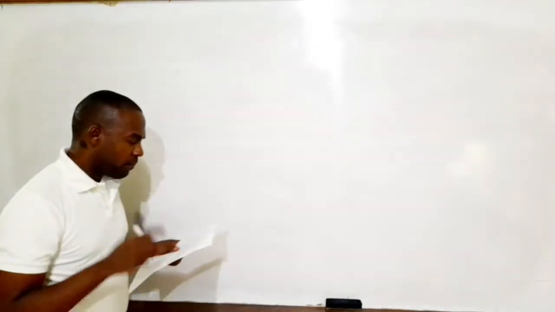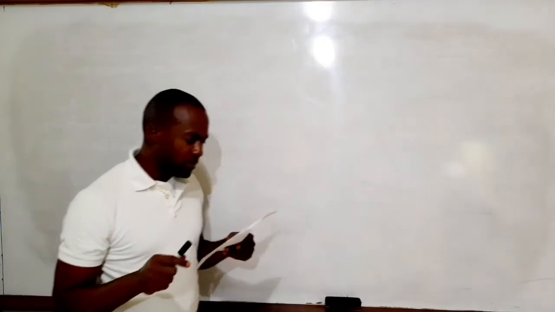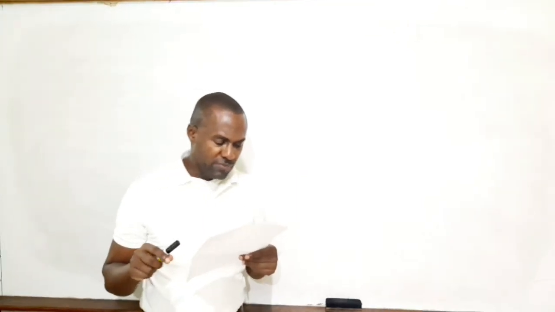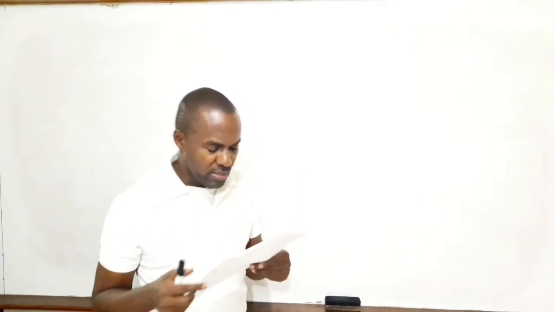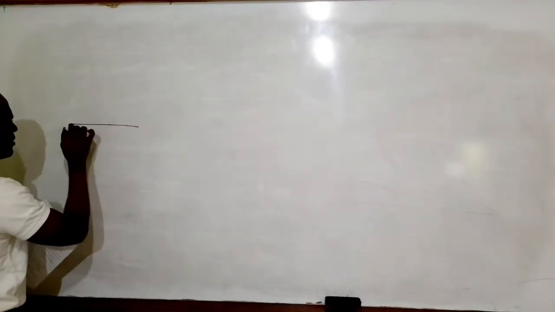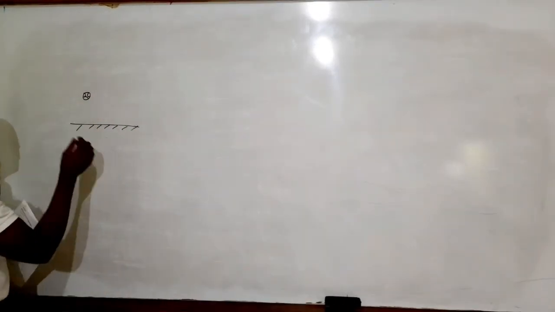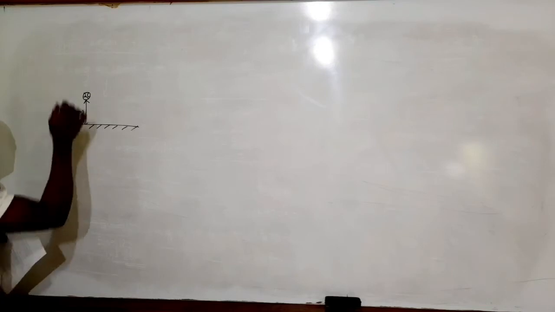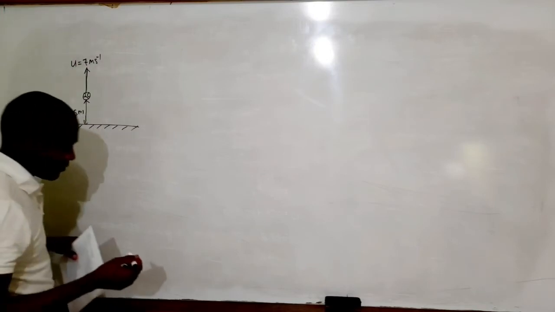So let's represent the situation on the diagram. I'll read the question once more. A ball is thrown vertically upward from a point 0.5 meter above ground level with a speed of 7 meters per second. Find the height above this point reached by the ball and the speed with which it hits the ground. So let this, of course, be the ground. Now the ball is going to be thrown from a point which is 0.5 meter above ground, and it is thrown vertically upwards with a velocity of 7 meters per second, right?